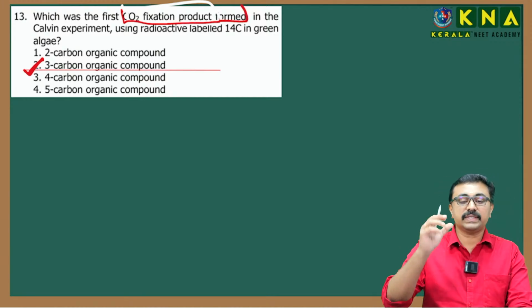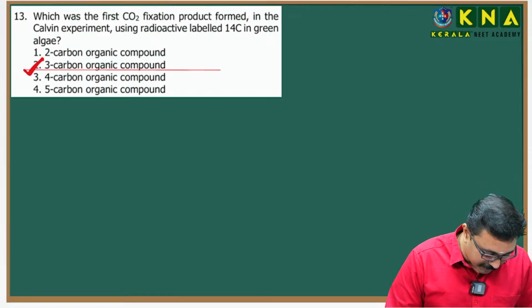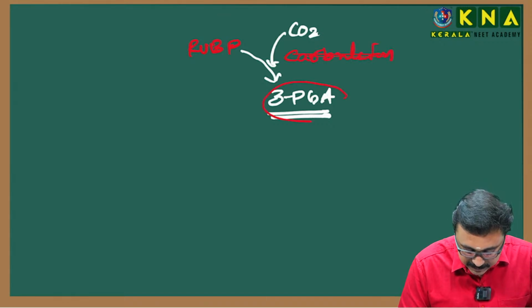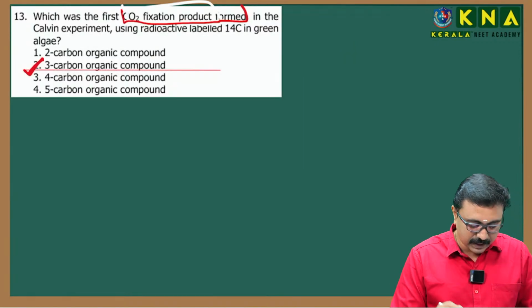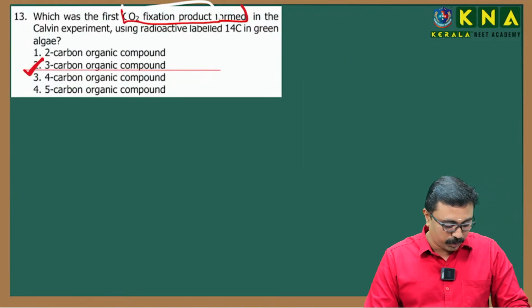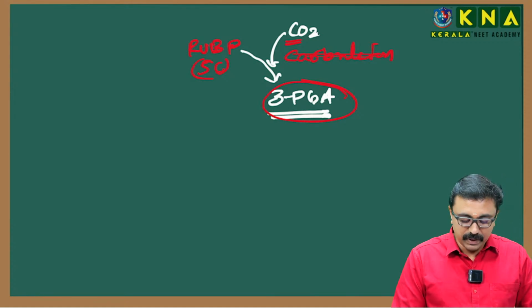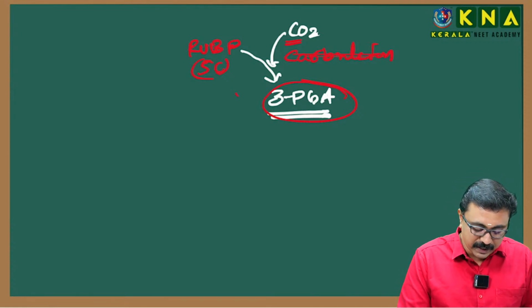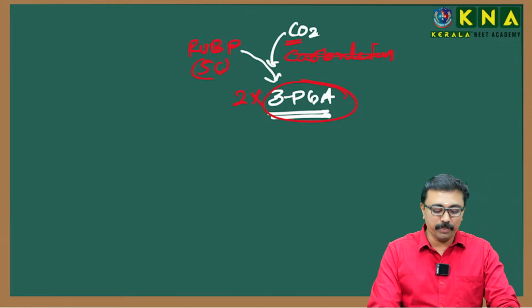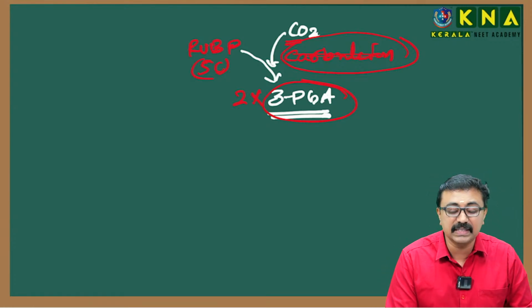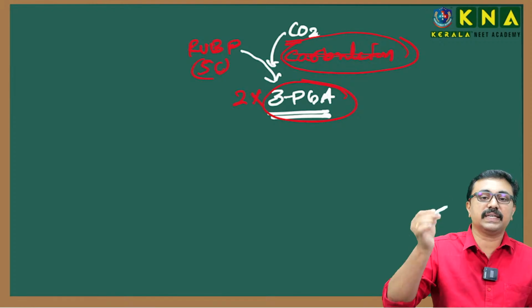Carbon dioxide fixation is the question. This process is called carboxylation. So the right answer is option 3, a 3-carbon organic compound. You should understand that RuBP is a 5-carbon compound, and here CO2 consists of only 1 carbon atom. So how many molecules of 3-PGA are formed? 2 molecules of 3-PGA are formed during carbon dioxide fixation. So 3-PGA is the first carbon dioxide fixation product.